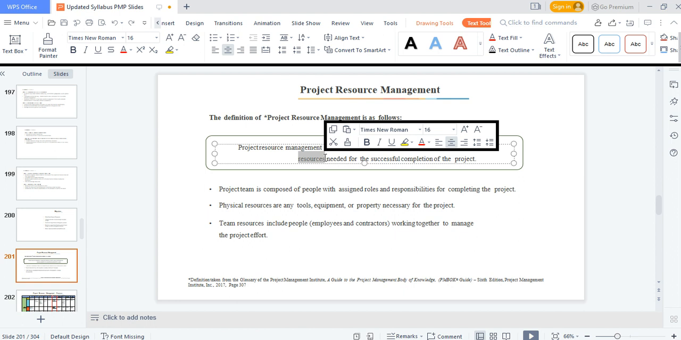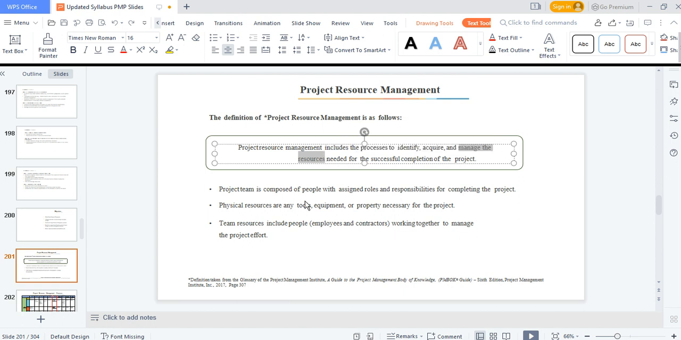For instance, if you have facilities, facility management. If you have resources, human capital, HR, human resources is another type of resource. If you have equipment, right, you need to maintain most of this equipment. So both the project team, the physical resources, the team resources, needed for the successful completion of the project, in trying to identify, acquire, and manage them, is what you call project resource management.